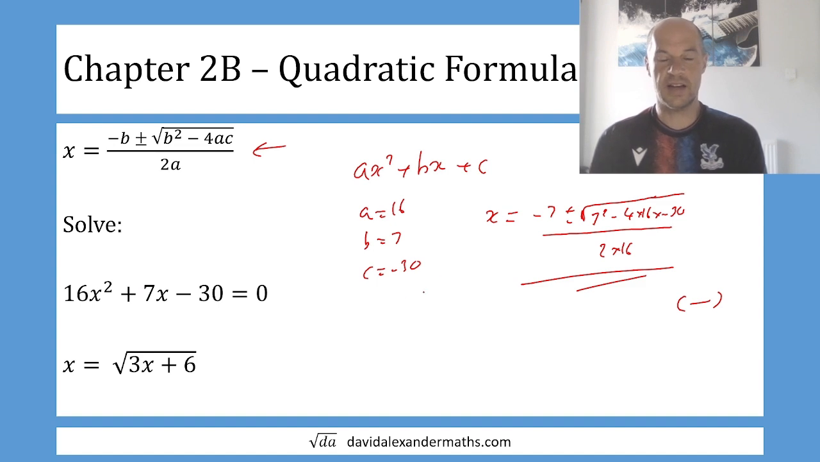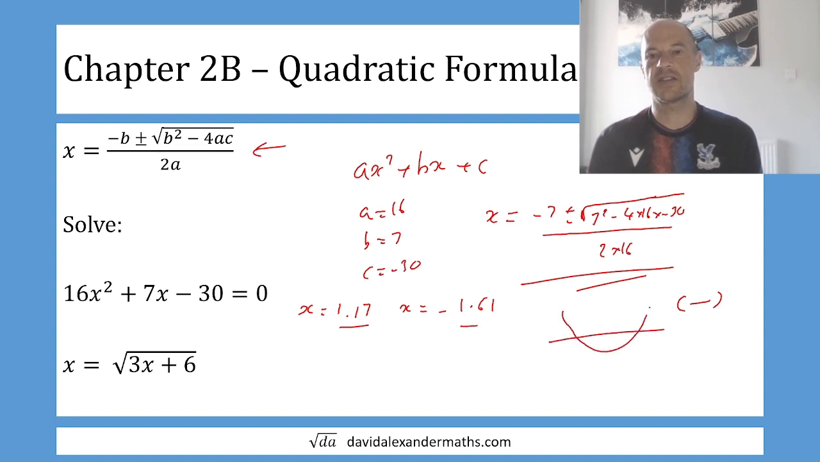Your first x solution is 1.1... let's just do it to 2 decimal places, 1.17. And if you press equals again, you'll get minus 1.61. So we've got 2 solutions. That just means that the x-axis is being intercepted twice, once at 1.17 and once at negative 1.61.